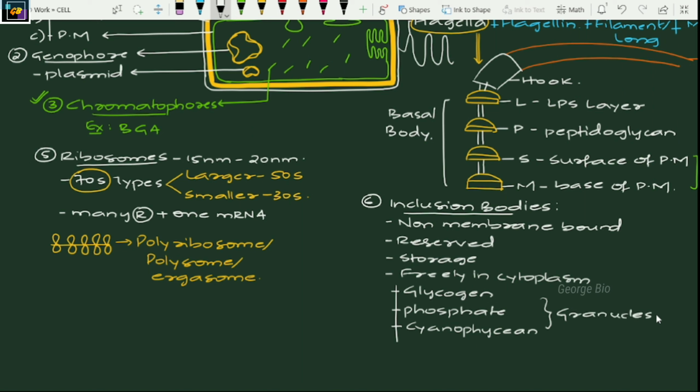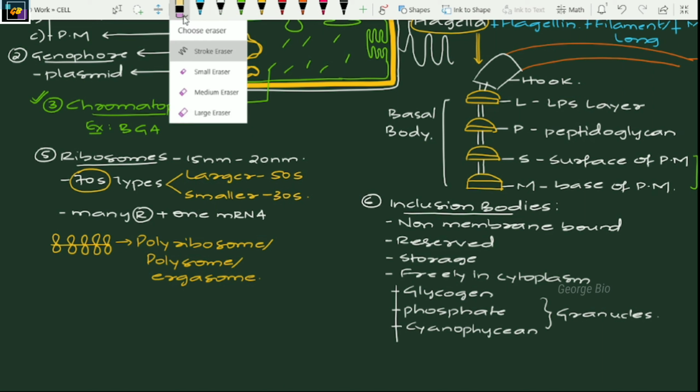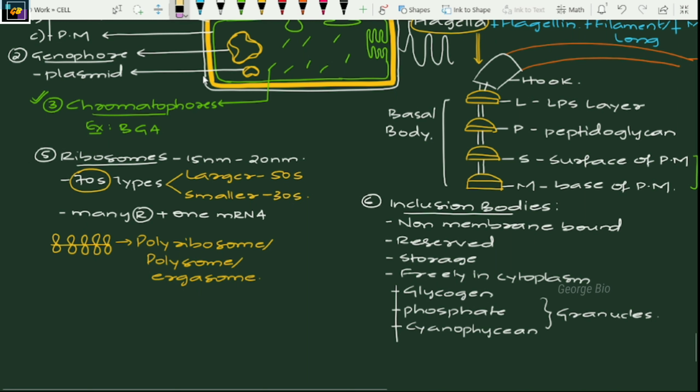So if a question is given, out of the following which is odd with respect to inclusion bodies? How do you take the question? Number 1, glycogen granules. Number 2, phosphate granules. Number 3, cyanophycin granules. And number 4, sap vacuole. So what is a suitable answer? Sap vacuole you can take as the suitable answer.